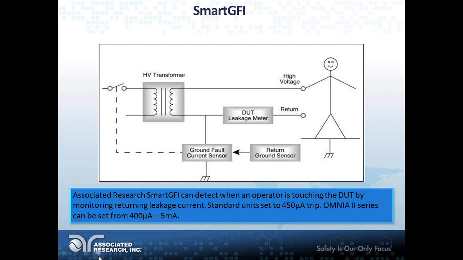Anyways, on all of our previous instruments, or the ones that we have, except the Omnia 2, it works a little differently. All of our units have a set built-in 450 microamp trip limit. So if it goes over that, it's going to trip out. And you can turn SmartGFI on or off.